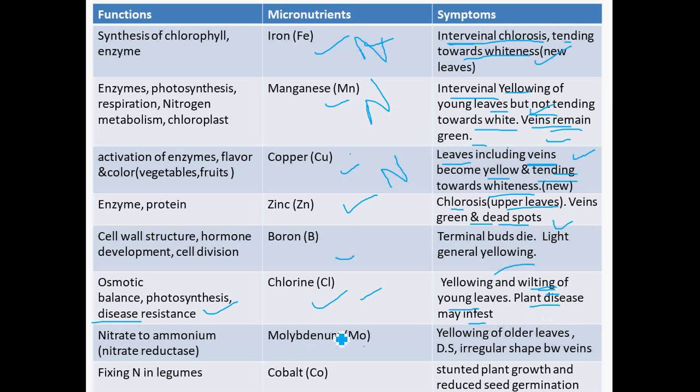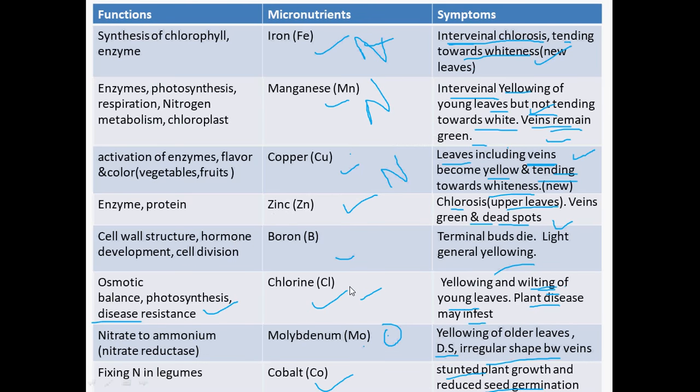Yellowing of older leaves and dead spots, with irregular shape between veins. Now the last one is cobalt. Stunted plant growth, which means plant growth would be slow, and reduced seed germination.